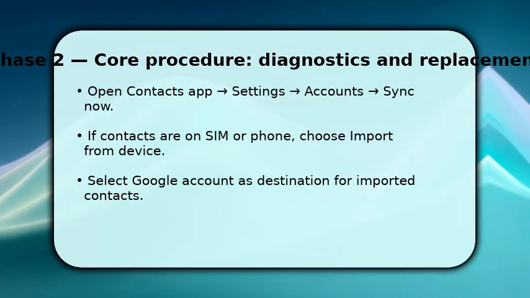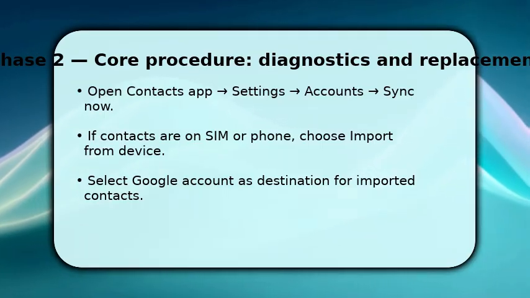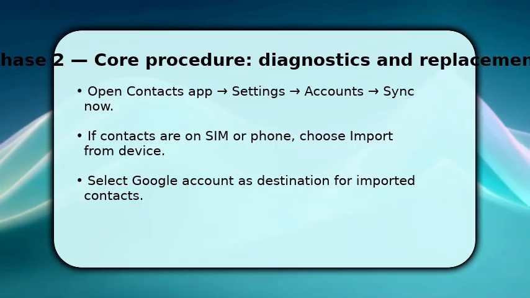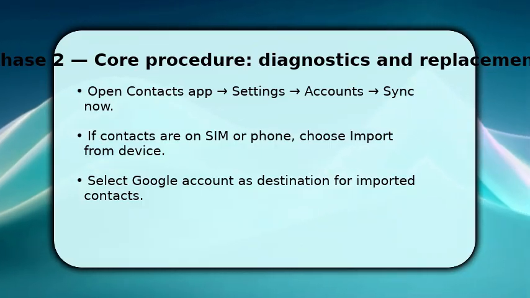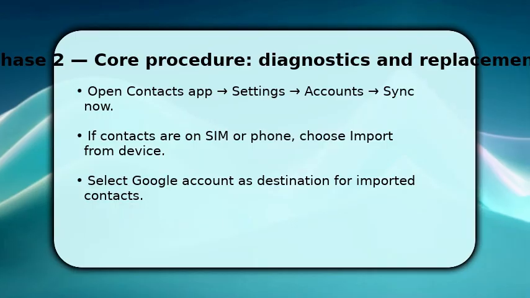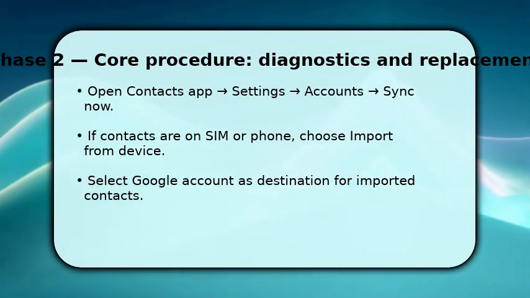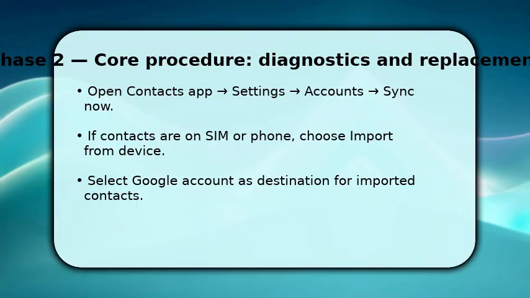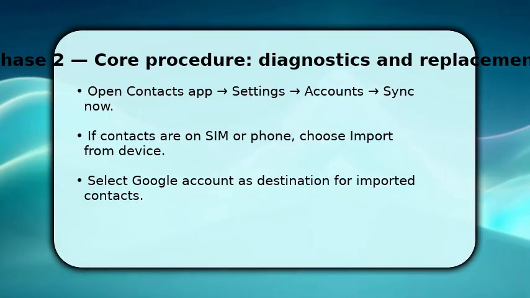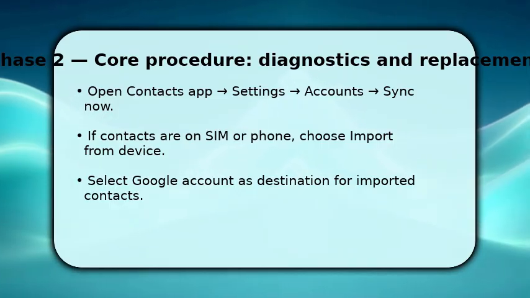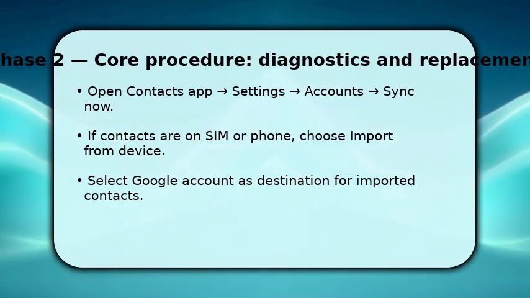If you have contacts stored locally or on a SIM, choose Import from Device and pick the account you just signed into as the destination so everything uploads to Google. Once done, make sure Contacts App View is set to show your Google account entries. This prevents duplicates and keeps future changes synced automatically across devices.